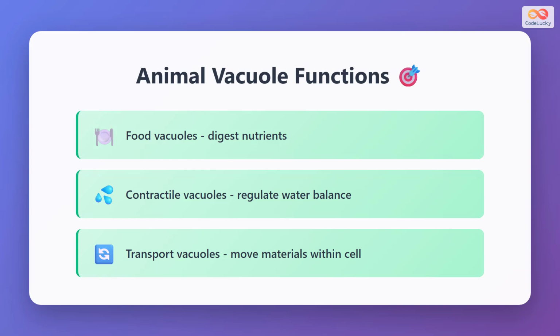The various types of vacuoles in animal cells perform specialized functions. Food vacuoles form around ingested nutrients and help digest them by fusing with lysosomes. Contractile vacuoles are especially important in freshwater organisms, where they regulate water balance by collecting and expelling excess water from the cell. Transport vacuoles move materials within the cell, carrying substances from one location to another. Each type of vacuole serves a specific purpose, tailored to the cell's needs.